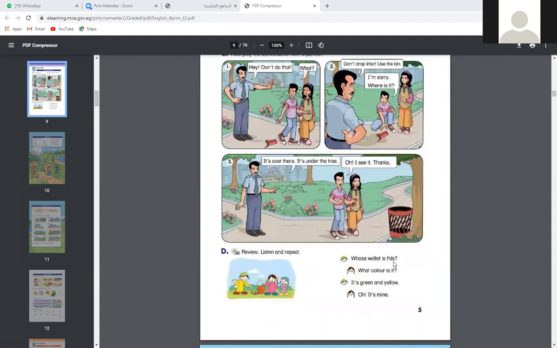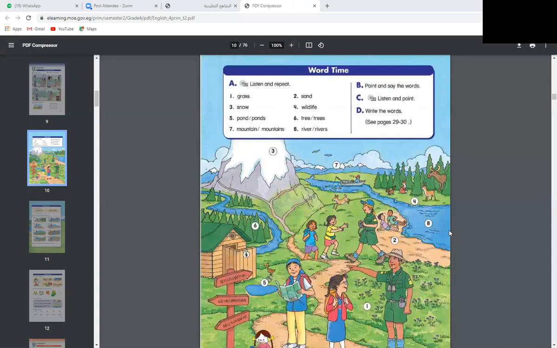Whose wallet is this? I use whose for belonging to someone. Okay, this ruler is mine. This book is mine. So whose wallet is this? Wallet, you can put the money in the wallet. What color is it? It's green and yellow. Oh, it's mine. So I use whose for something which belongs to me. It's mine, okay? Turn to page 5.